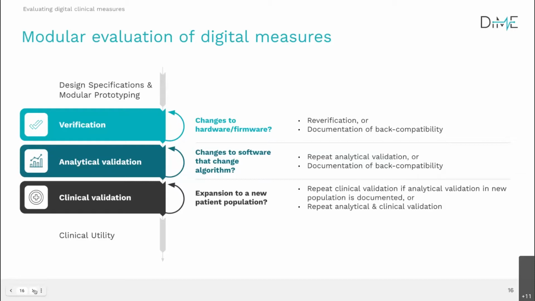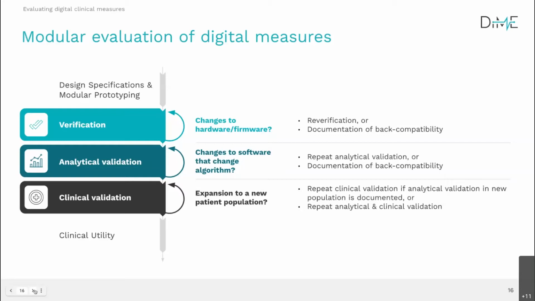If you want to think about changes that might affect the software or the algorithm, we can think about repeating the analytical validation process only, to confirm that that algorithm, perhaps it's updated due to new data, perhaps you want to use a better performing algorithm, is not going to negate previous data you may have collected using the same measure, or previous versions of that algorithm.